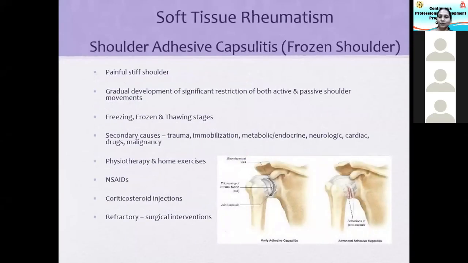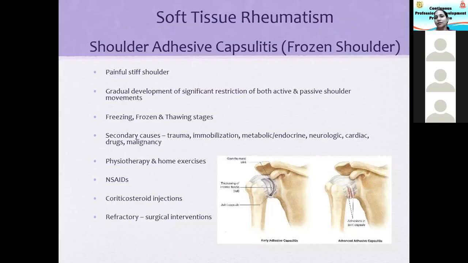Now, very briefly, I'm not going to discuss all of the soft tissue problems. It's very difficult to discuss everything. One of the commonest conditions that would be encountered in a peripheral unit or in a GP practice would be a condition called frozen shoulder or shoulder adhesive capsulitis. How do patients present? They will present with painful, stiff shoulder, and this is of gradual onset, and gradually they will develop restriction of both the active and passive movements of the shoulder.